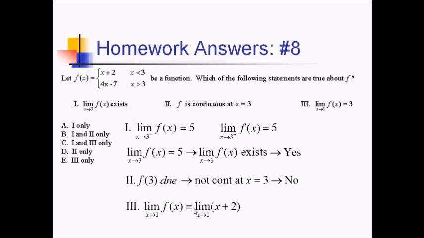So that means that we're just doing 1 plus 2, which is just going to be 3. And that turns out to be true. So we want options 1 and 3, which is choice C.